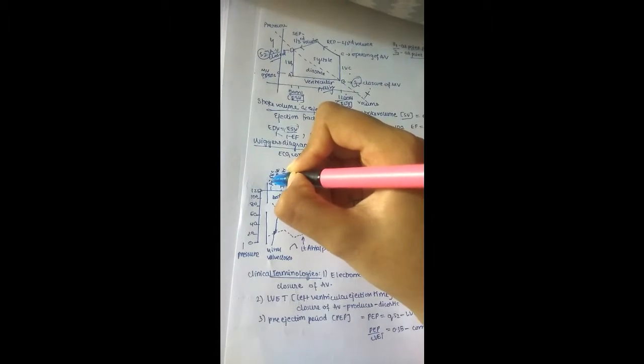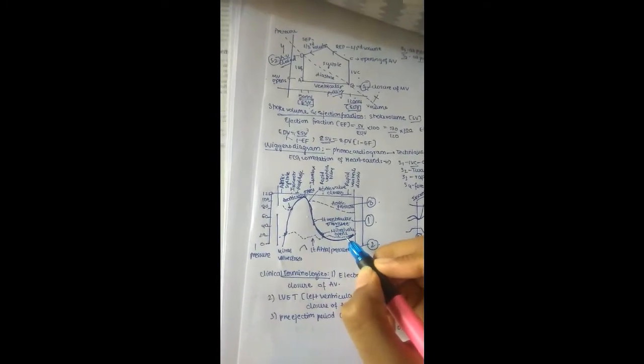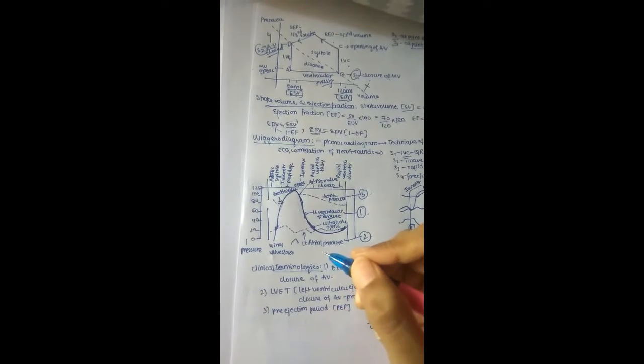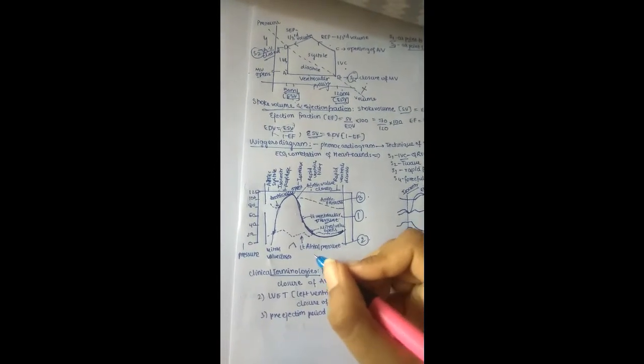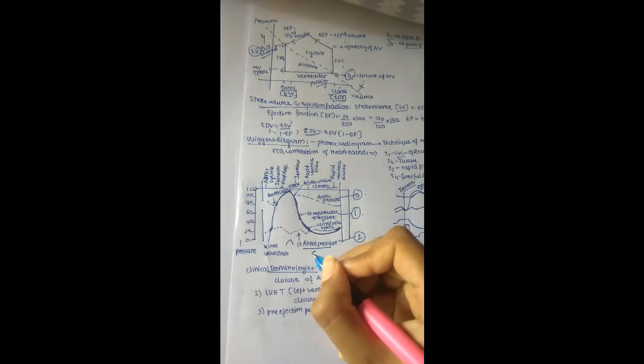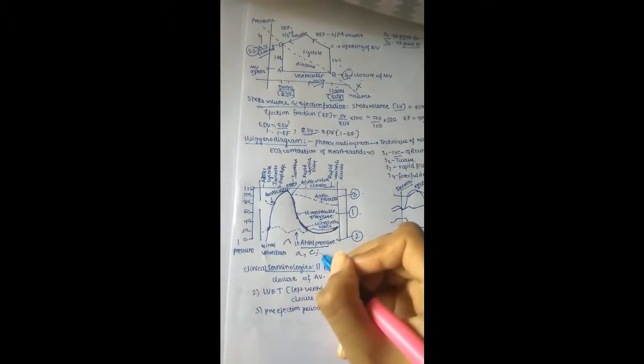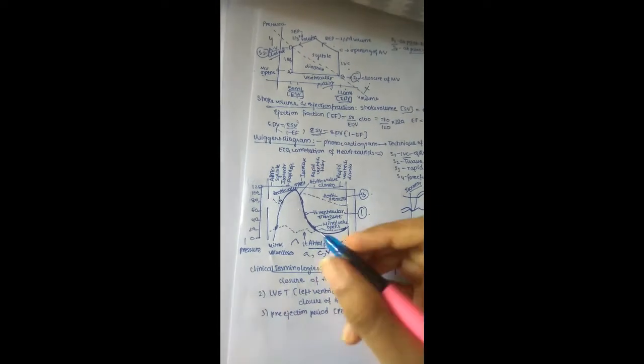atrial systole. In atrial systole, what happens to the ventricle? It is still in a filling phase. So that's it about ventricular pressure. Now let us see about left atrial pressure during these cases. In left atrial pressure we get the A wave first, then the C wave, then the V wave.